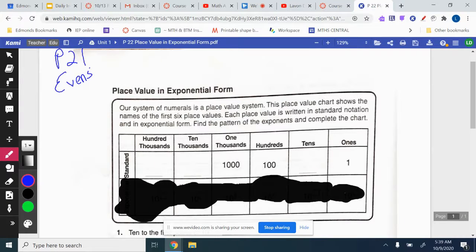And we're going to keep working with exponents. Remember, exponents are how many times we multiply a number by itself. So let's jump into something you already know. You guys already know how to fill out a place value chart.